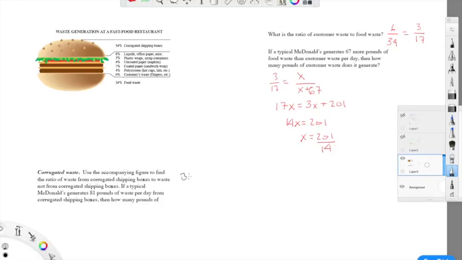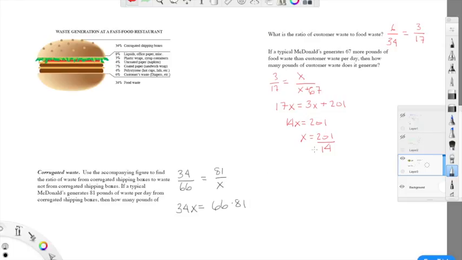Use the accompanying figure to find the ratio of waste from corrugated shipping boxes to waste not from corrugated shipping boxes. So corrugated shipping boxes are 34% of total waste. Then 100% minus that 34 is all other waste not from corrugated shipping boxes, or 66%. And so if we have 81 pounds of waste from corrugated shipping boxes, then X is the pounds not from that. Oh, we didn't get the rest of the question there, sorry.